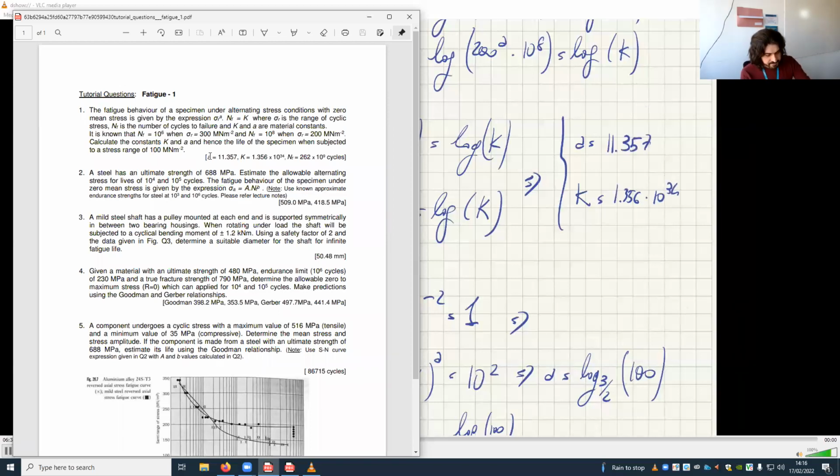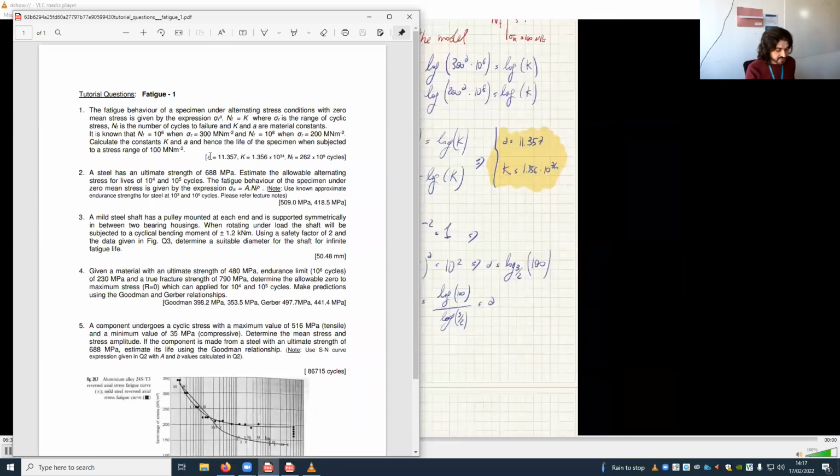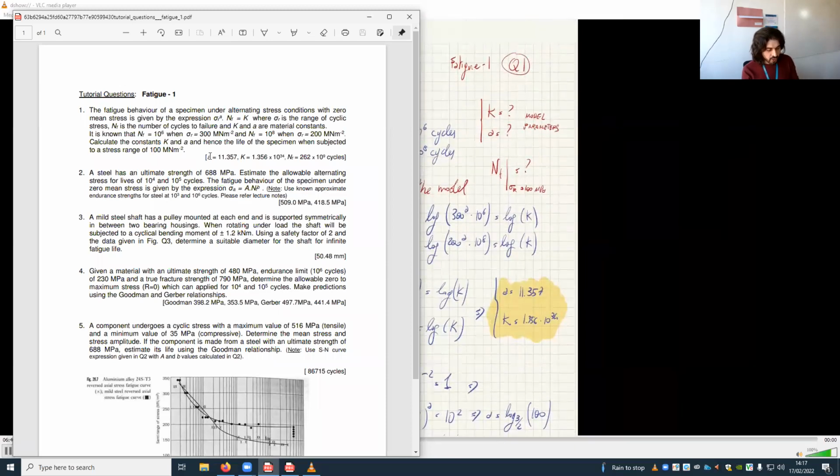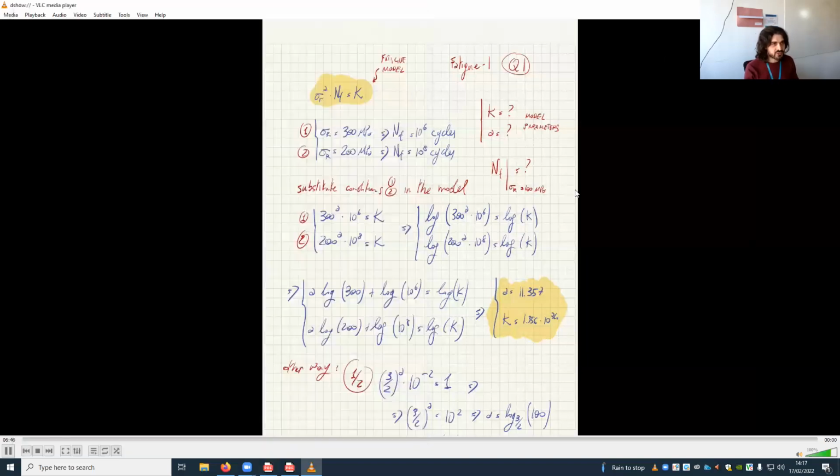Okay, so these are the first two answers that we wanted. And the last answer says find how many numbers of cycles for 100 megapascal. I mean, this is very easy now because we have this model. We know A and K. We know that this must be 100, so we can just find NF.